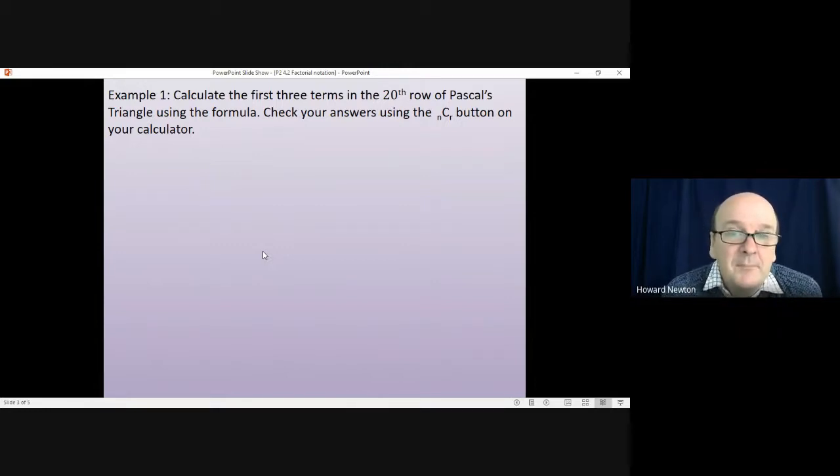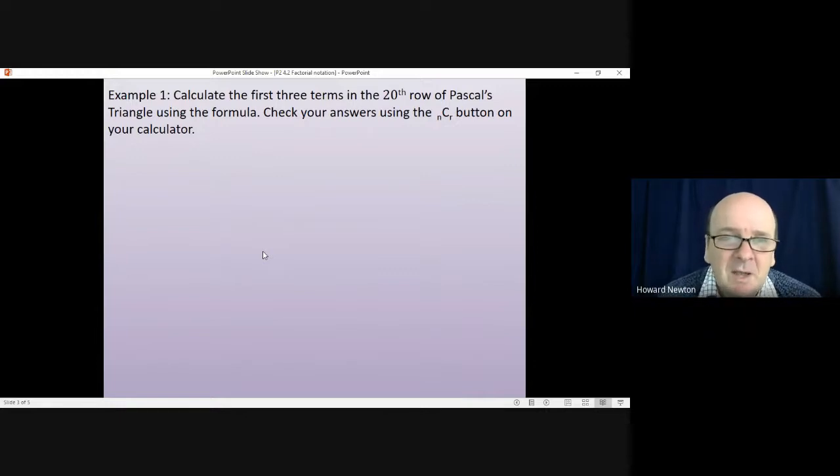So this example is saying if you had to go all the way down to the 20th row of Pascal's triangle, what would the first 3 terms be? Now the first term will be 20 choose 0, 20C0. Second term will be 20C1, and the third term will be 20C2.